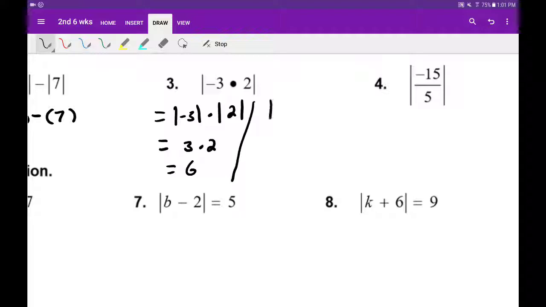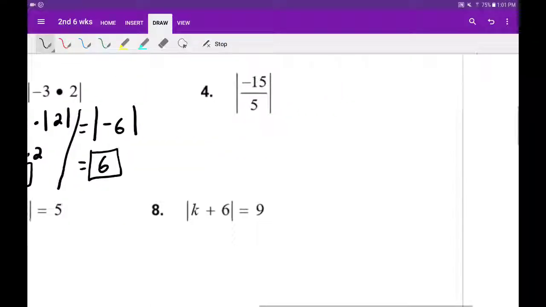Another way you can do this is multiply inside the bars. Negative 3 times negative 2 is negative 6. Then, of course, absolute value of negative 6 is going to be positive 6. So either one of these is fine to do.